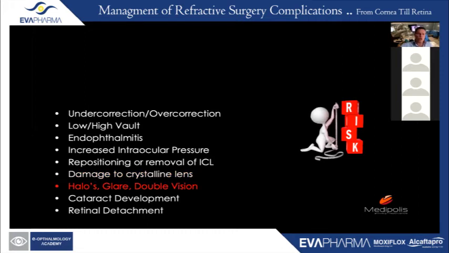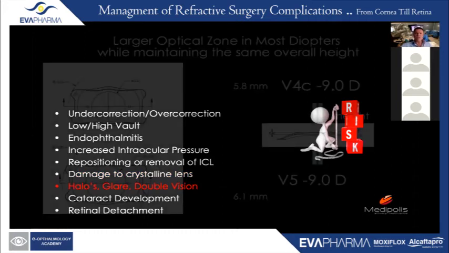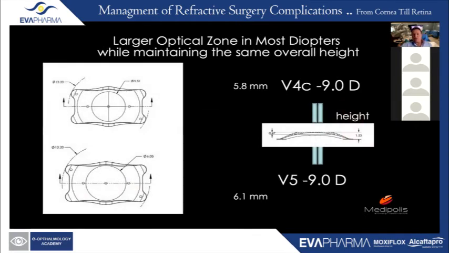What about halos, glare, and double vision? In the recent model, the V5, which was introduced a couple of years ago, you can see that the V4C, a -9, has an optic zone in the ICL of 5.8, and in the newer version it is 6.1 millimeter. This is the schematic diagram of the V4C, and this is one of the V5. There is no change in overall height. The only difference is the rim size. The rim is much smaller in the V5, so the company could manage to deliver a larger optic zone.